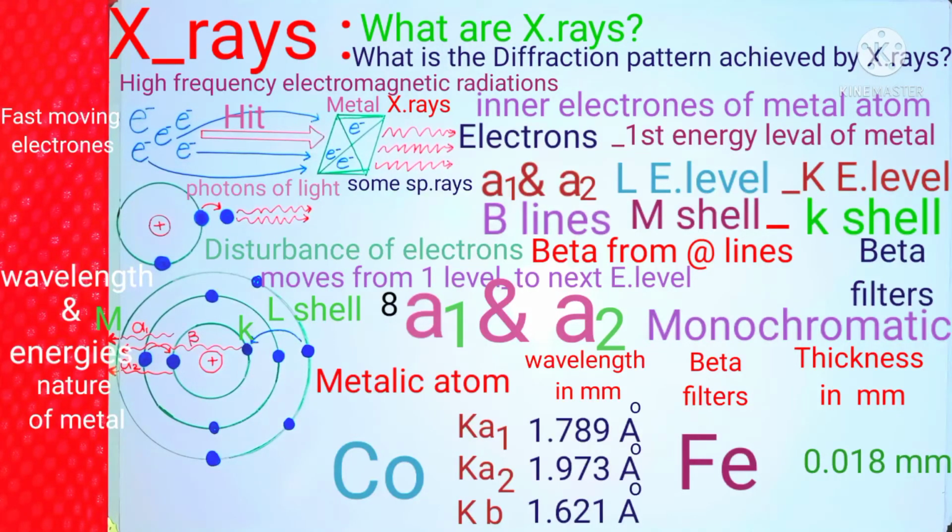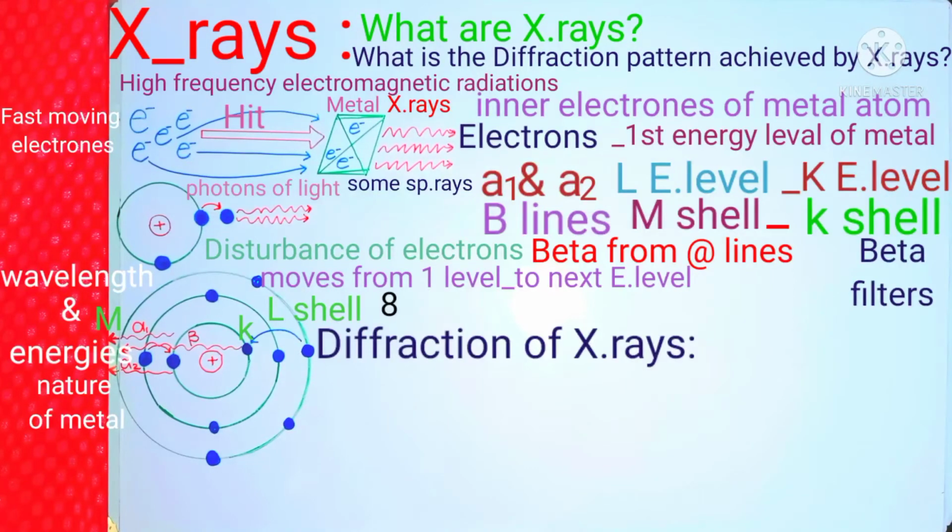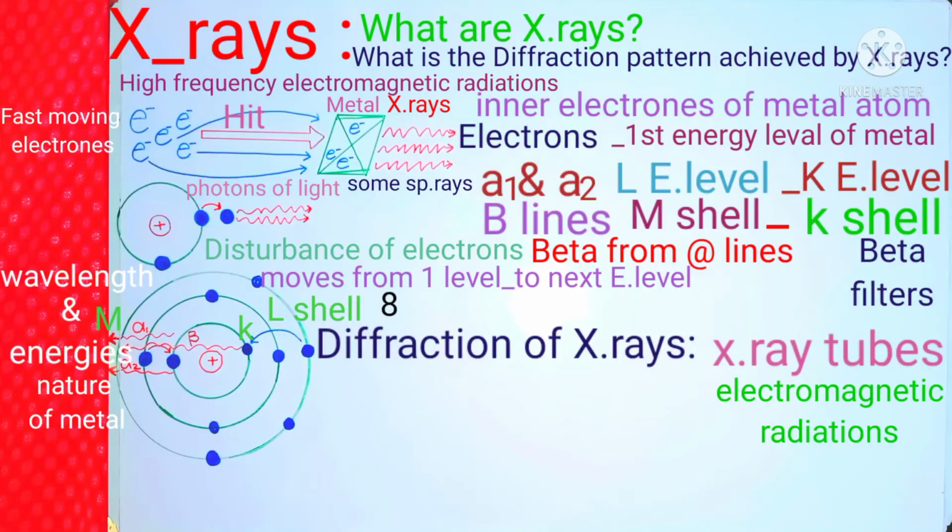So these are some examples of metal target that have the wavelength of alpha lines, beta lines, and their beta filters. Next we will see the diffraction of X-rays. Usually X-ray tubes are used which emit electromagnetic radiations with wavelength of about atomic dimensions. In most of the cases, a typical atom might behave like a hard sphere of about 2 angstrom diameter.